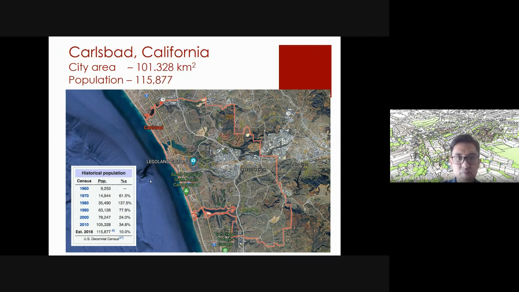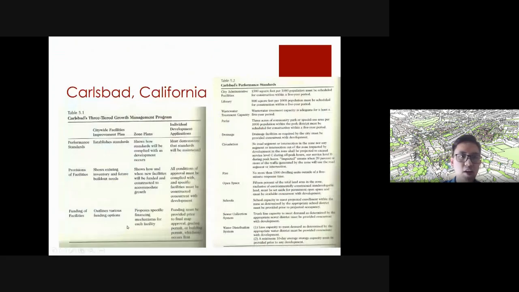Okay. So how do they manage this kind of growth? Carlsbad has a 3-tiered growth management program. They focus on the following standards: performance standards, provisions of facilities, and then funding of facilities. So they focus on establishing standards, showing existing inventory and future build-out needs, then outlining various funding options.